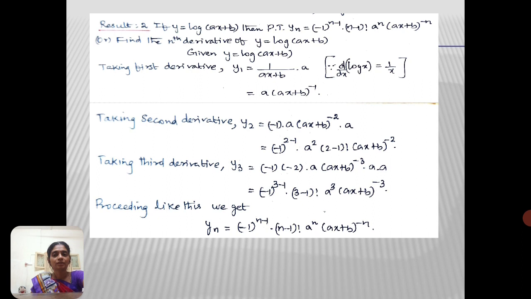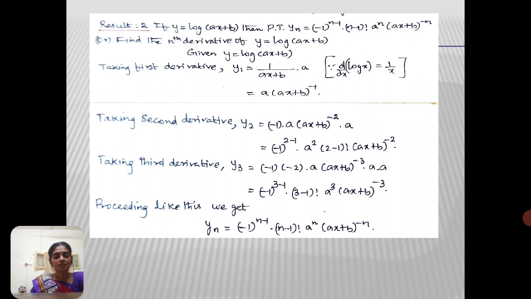Result 2. If y equal to log ax plus b, then yn will be minus 1 power n minus 1 factorial a power n into ax plus b power minus n. Usually differentiation of log x is 1 by x. We know that. Here y equal to log ax plus b. So if we take first derivative, y1 will be 1 by ax plus b into a. That we can write as a into ax plus b power minus 1.